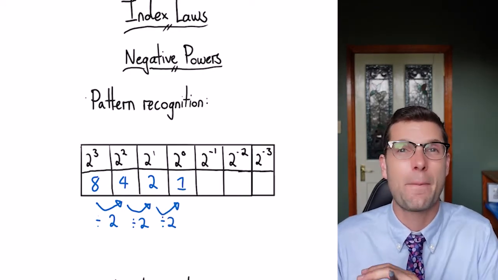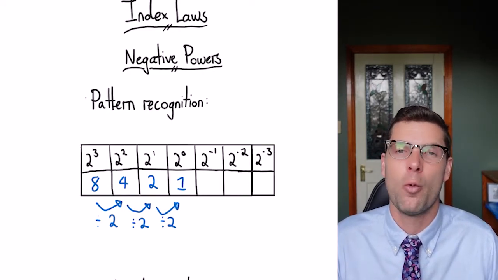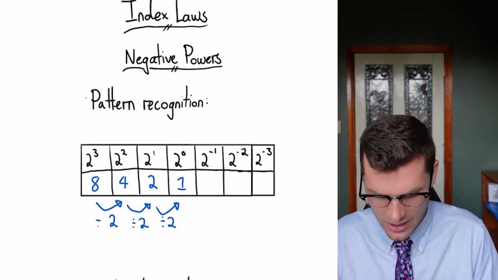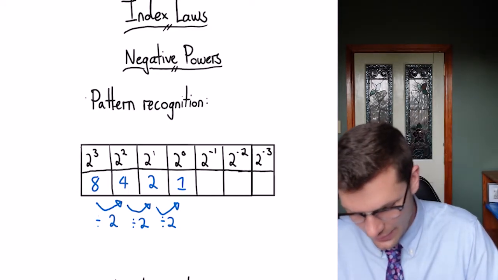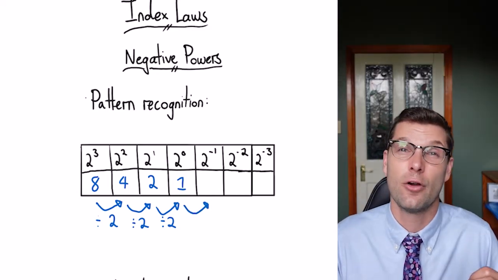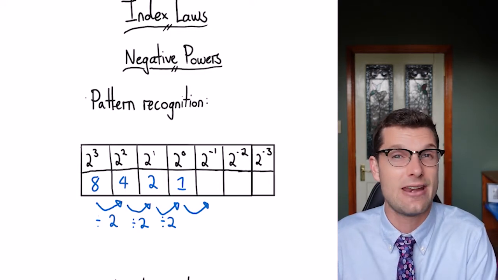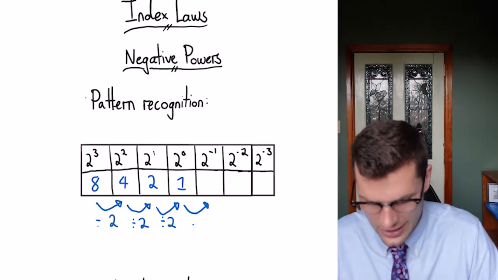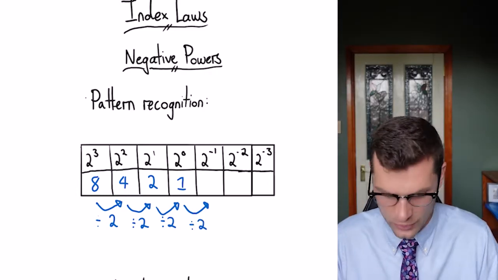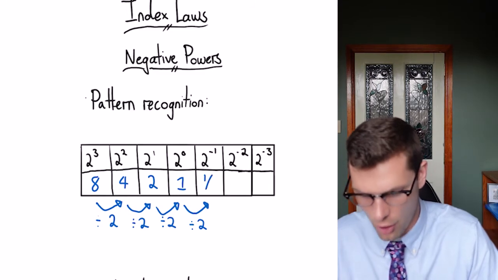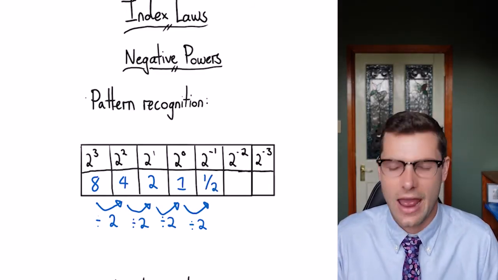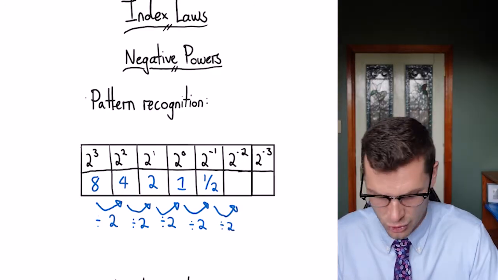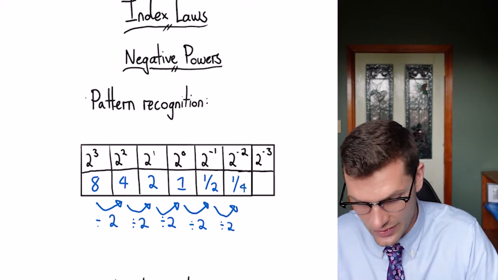So what's happening here is that the power on top is getting reduced by 1, and the number at the bottom is being divided by the base. So if this holds up, this next answer from 2 to the power of 0 to 2 to the power of negative 1, instead of becoming a negative answer, all I've got to do is divide it by 2 again, which makes this 1 over 2, or a half. And then if I'm doing that again, dividing by 2, a half divided by 2 becomes a quarter. And this becomes an eighth.